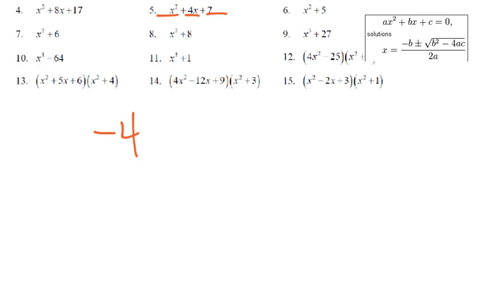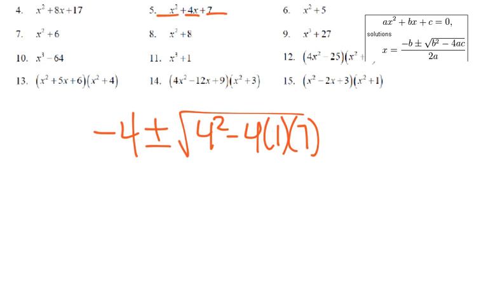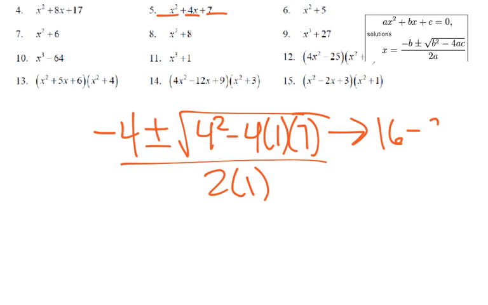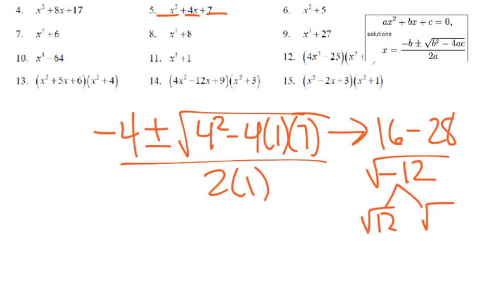So same thing, negative 4 plus or minus the square root of 4 squared minus 4 times a times c, over 2 times a. So this simplifies and gives us 16 minus 28, which is negative 12. So the square root of negative 12, we get the square root of 12 times the square root of negative 1. So we know it's going to have an i.